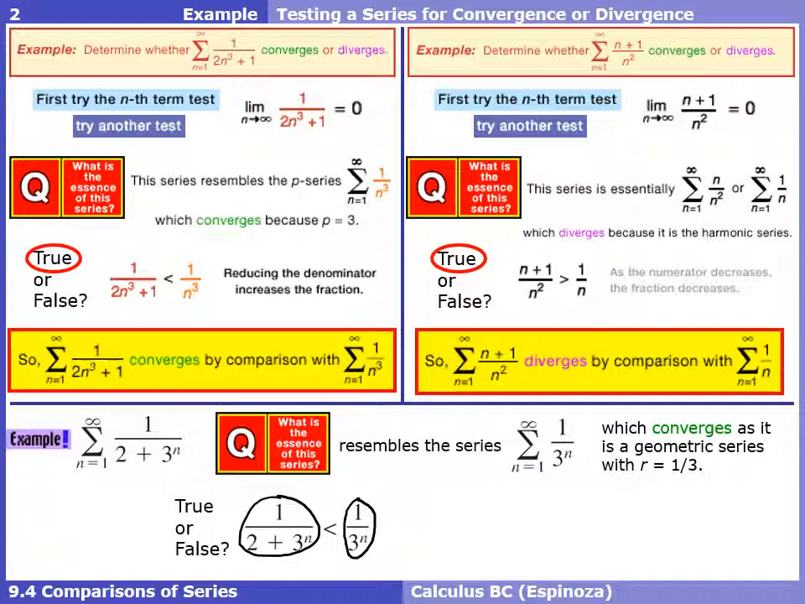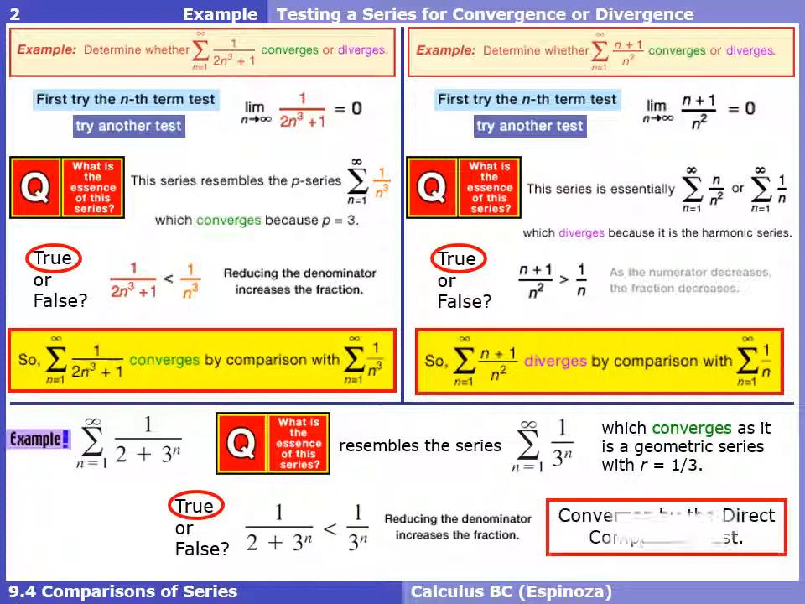And again, you can just take what you know about fractions. On the known series, we're reducing the denominator. We're taking away that addition of 2, so that would increase the overall size of this fraction, which is good because we need this known series to be bigger than the unknown series. So this is definitely a true statement.